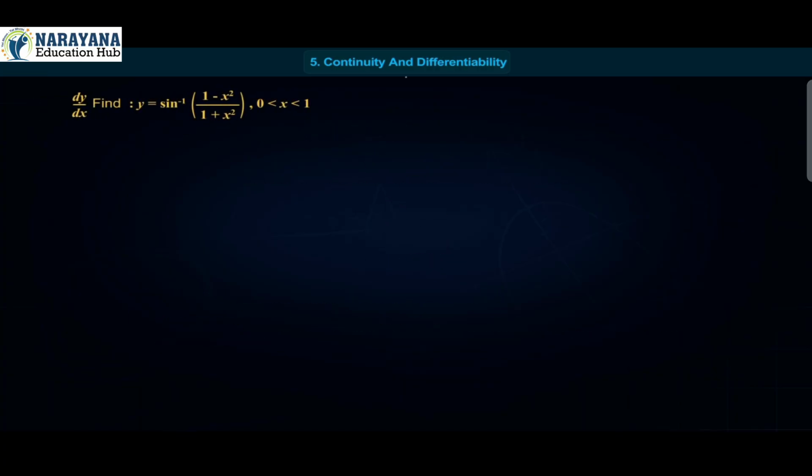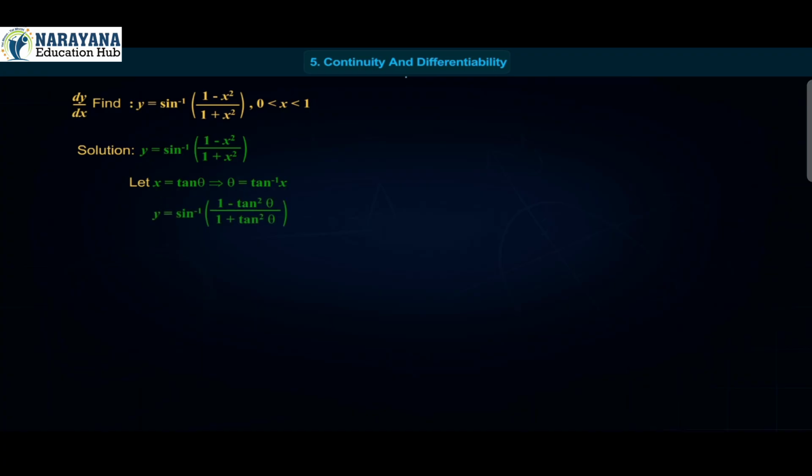Example 2. Find dy by dx, y is equal to sin inverse of (1 minus x square) upon (1 plus x square), where 0 is less than x is less than 1. Solution: y is equal to sin inverse of (1 minus x square) upon (1 plus x square). Let x is equal to tan theta, which implies that theta is equal to tan inverse x.